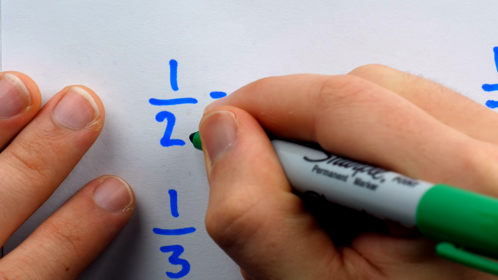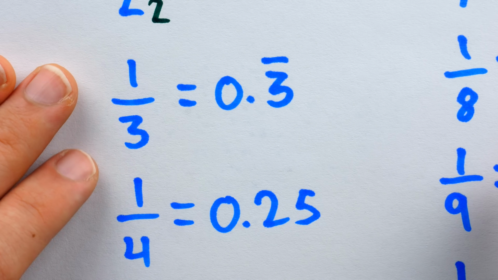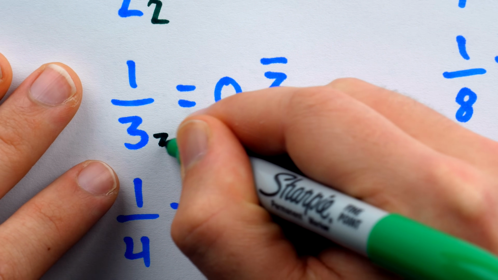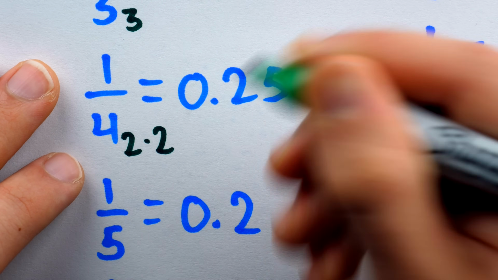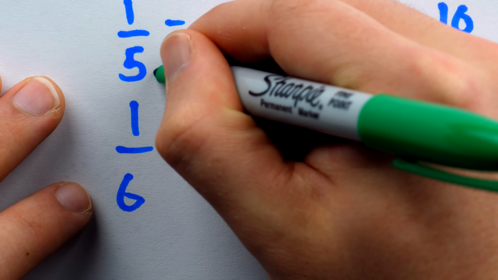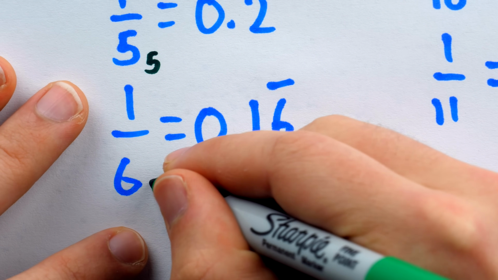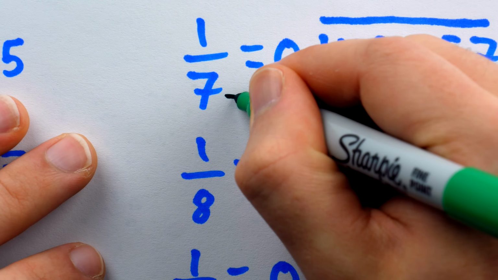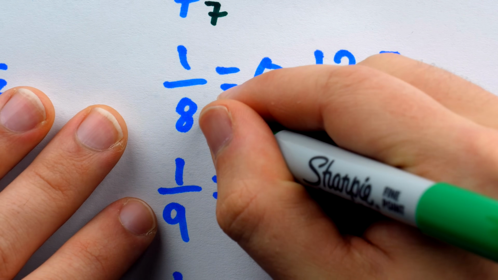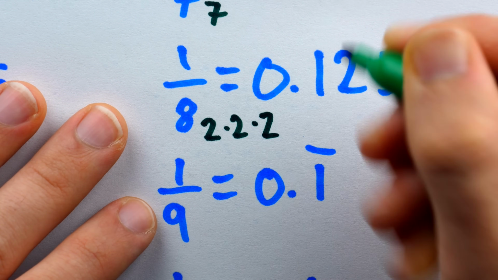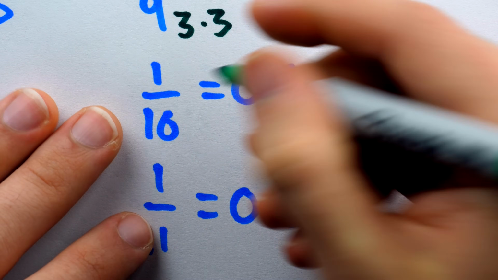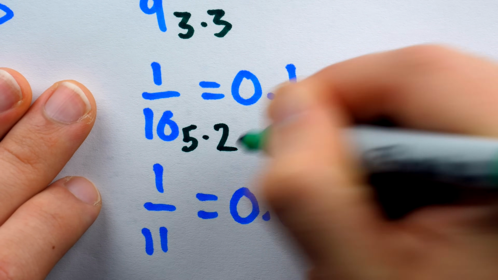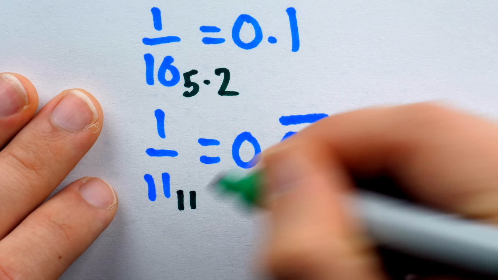1/2, of course, 2's prime factorization is just 2 because 2 is prime. 1 over 3, 3 is also prime, so the prime factorization is just 3. 4 is equal to 2 times 2. 5 is prime, so we'll put a 5 there. 6 has a prime factorization of 3 times 2. 7 is prime, so we'll just put a 7 next to it. 8 is beautiful. It's a cube number, so it's 2 times 2 times 2. 9 is a square. It's 3 times 3. 10 is equal to 5 times 2, and 11 is prime, so we'll just jot down 11.